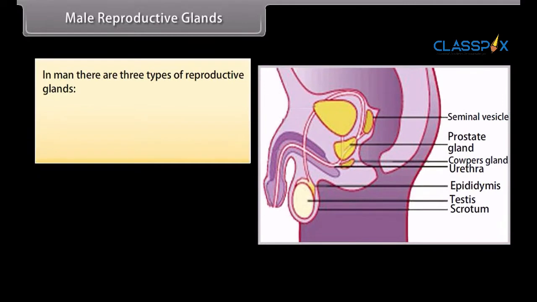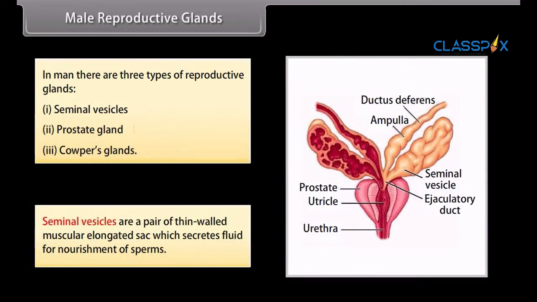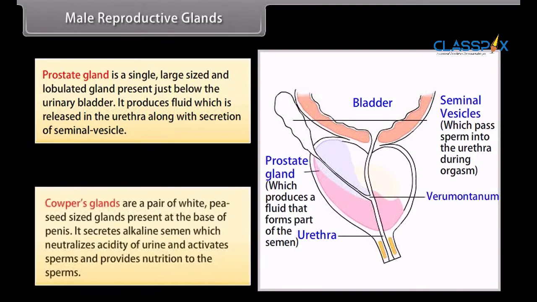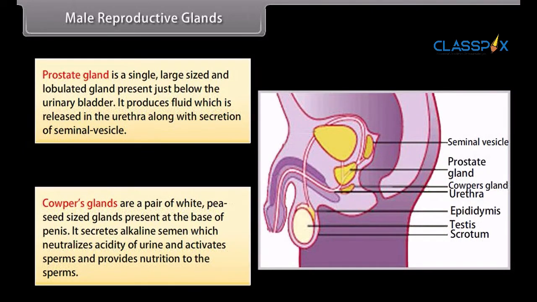Male reproductive glands. In man there are three types of reproductive glands: seminal vesicles, prostate gland, and Cowper's glands. Seminal vesicles are a pair of thin-walled muscular elongated sacs which secrete fluid for nourishment of sperms. Prostate gland is a single, large-sized and lobulated gland present just below the urinary bladder. It produces fluid which is released in the urethra along with secretion of seminal vesicle. Cowper's glands are a pair of white, pea-seed-sized glands present at the base of penis. They secrete alkaline fluid which neutralizes acidity of urine, activates sperms and provides nutrition to the sperms.